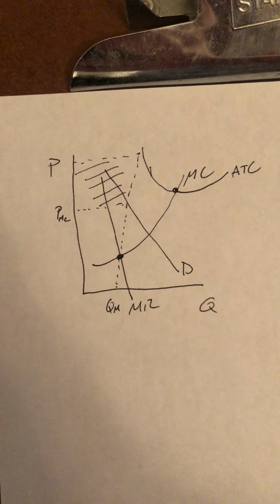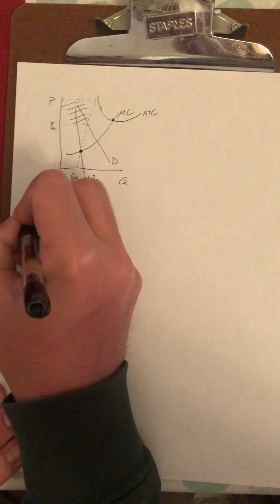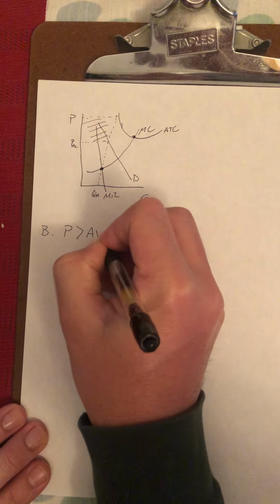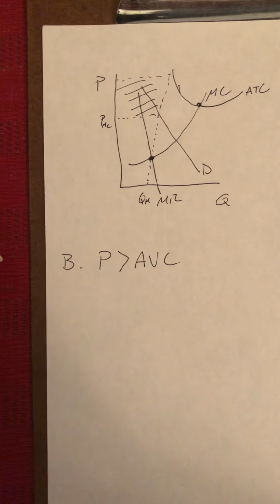For letter B, what must be true in the short run for a company to produce at a loss? Well, as we've talked about multiple times, the price has to be greater than our average variable cost. So that's letter B.